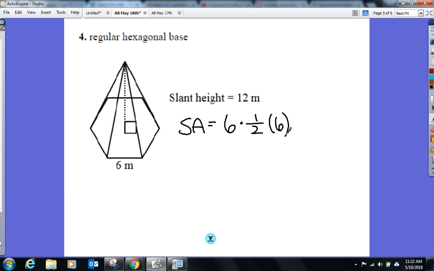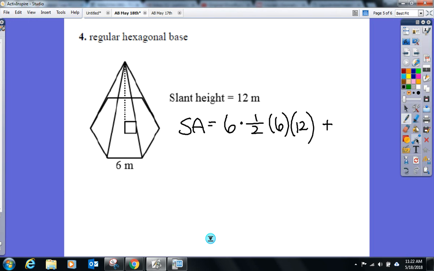Height, slant height, 12. You don't have to find it. No Pythag needed, right? So there's the lateral area, right there. There's the lateral. Ooh, and then I have to add in what? The area of that regular hexagon.